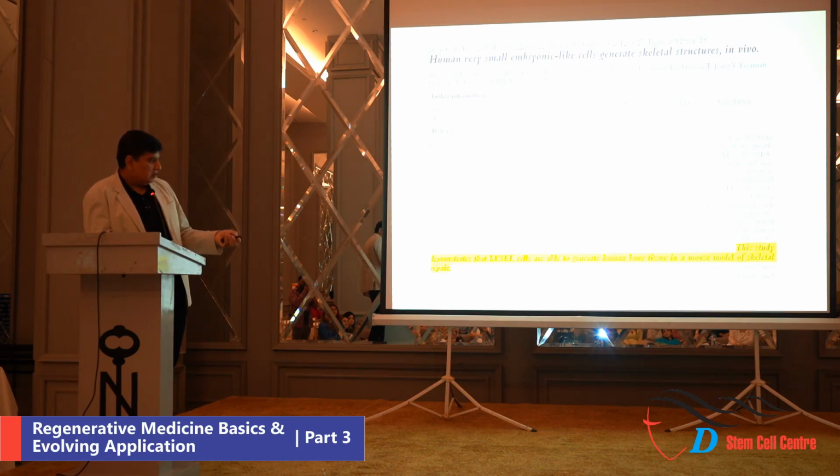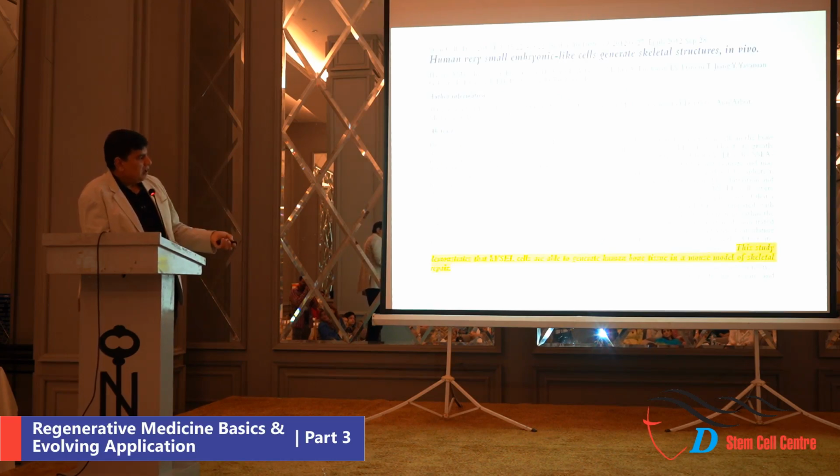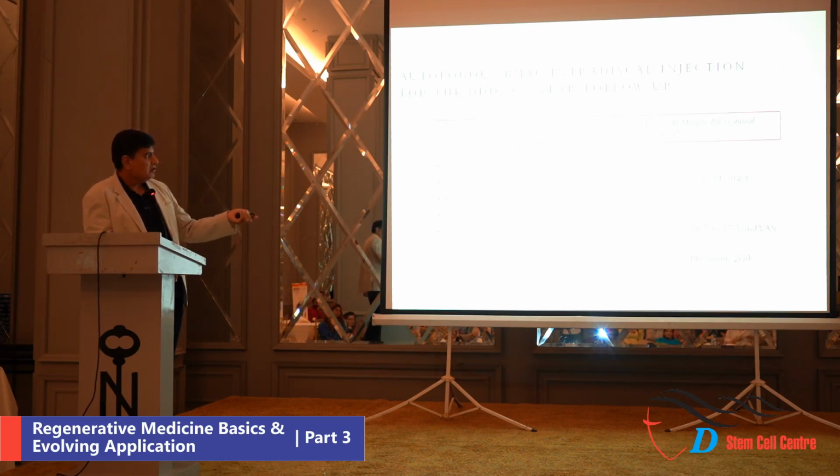Right? And this was the first publication, way back in 2012, and the study proved that human very small embryonic-like stem cells are able to generate human bone tissue in a mouse model for skeletal repair. So not only bone, it can be used for other conditions as well. Right? So again, different studies for chronic back pain, systematic reviews, so huge evidence, both systematic, pain scores, Oswestry, numerical scale, EuroQol quality of life. So there is good evidence published.